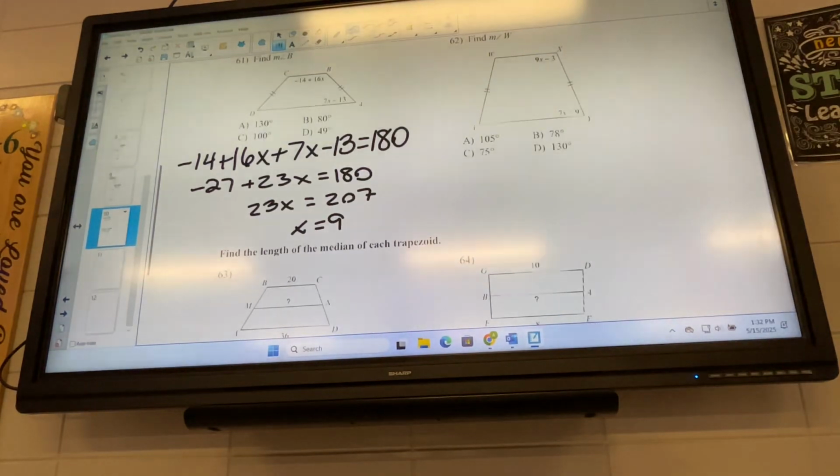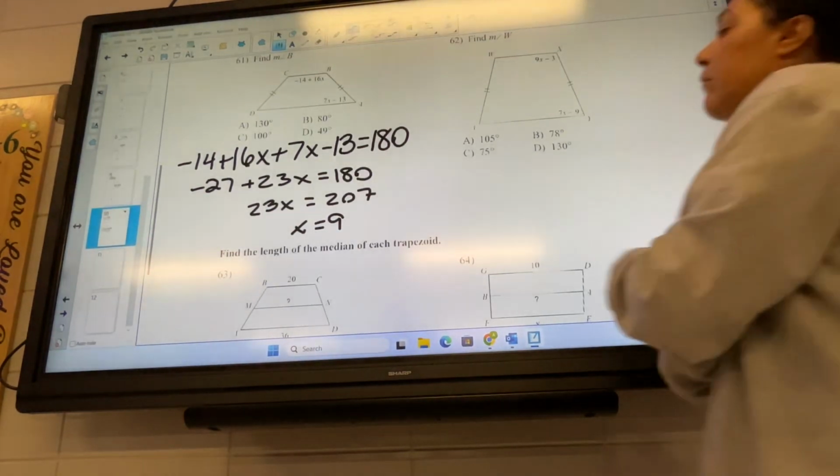Okay, and they want you to find what? B. Okay, so negative 14 plus 16, parenthesis, 9, close parenthesis. What does that give you? 130? Somebody agree? Yep. Okay.